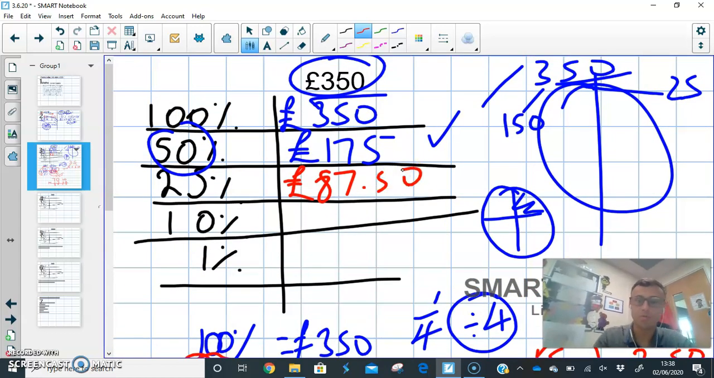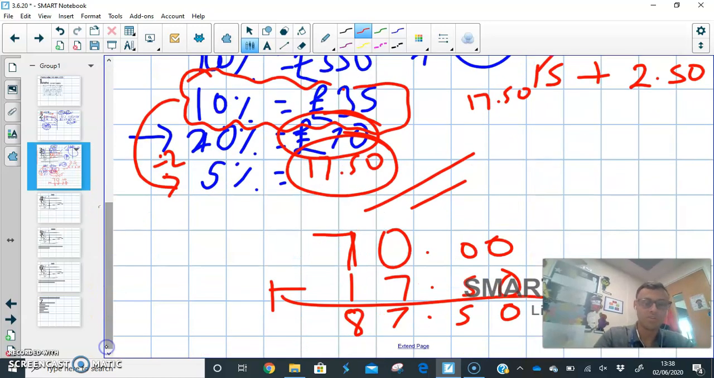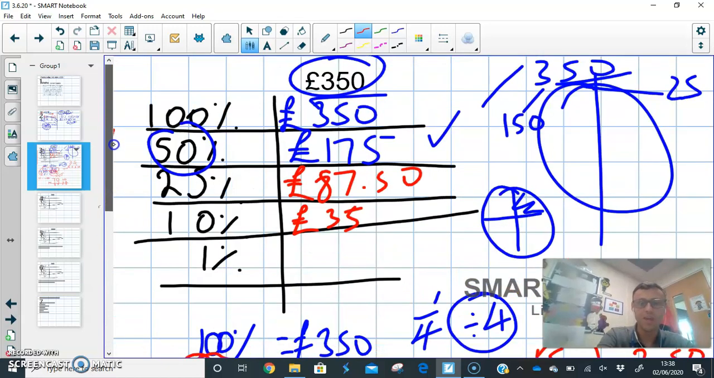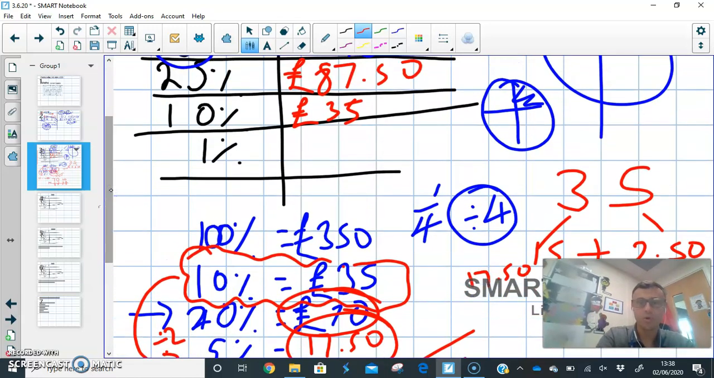£87.50. 10% we've already worked out. You divide it by 10, so it's 35. 1%. Well, if we want 1%, we need to divide the starting number by 100. So we need to move everything 2 places. Well, we've already moved it once for our 35, so we need to move everything 1 place again.